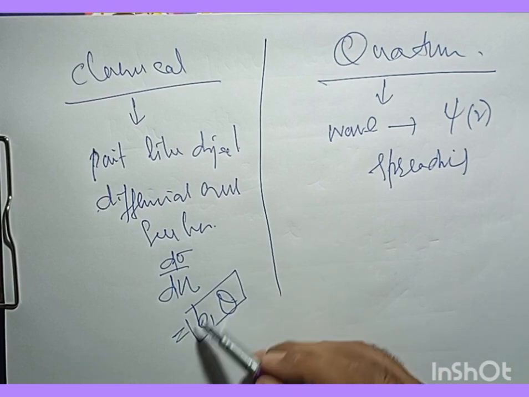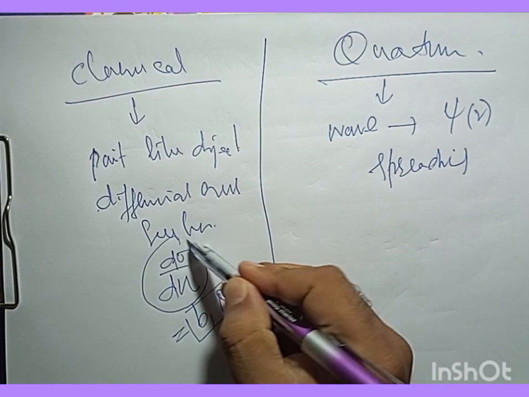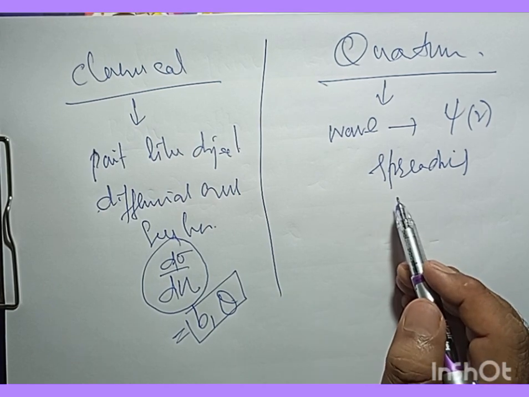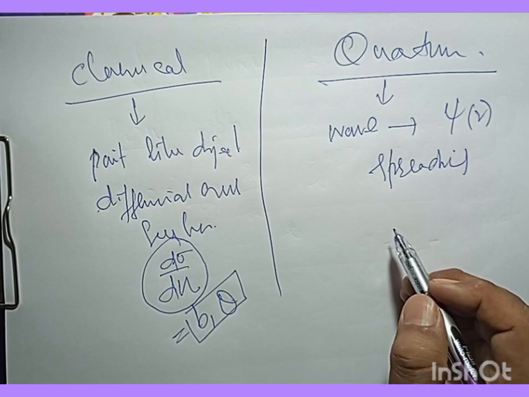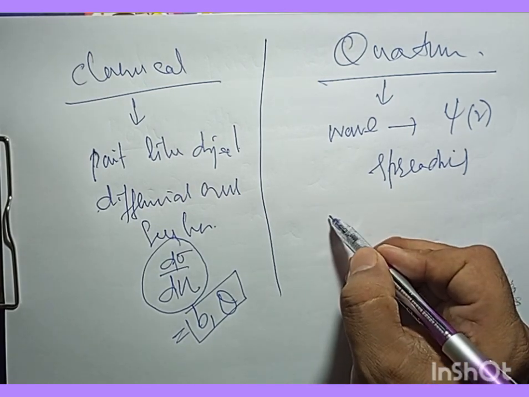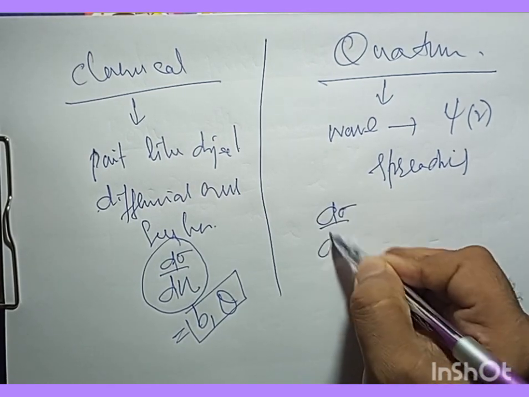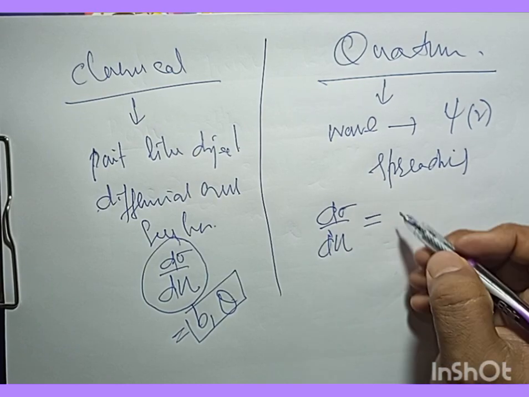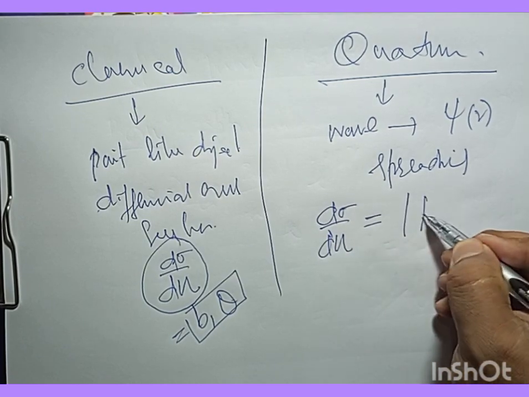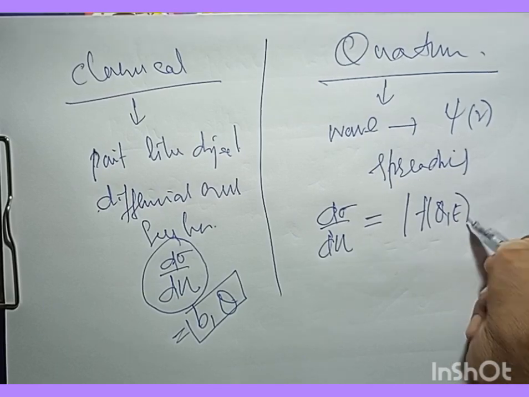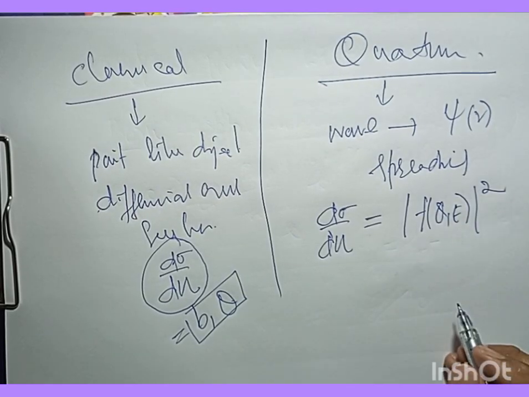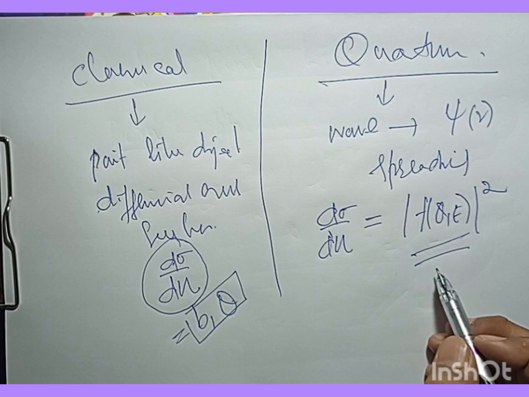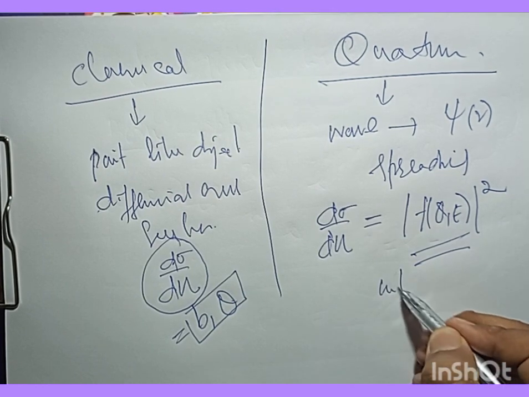So we utilize those two parameters and we calculate d sigma by d omega. In the quantum domain, the differential cross section is given by the square of the scattering amplitude. So d sigma by d omega is the mod of f of theta and E, whole square. And this thing basically includes interference.